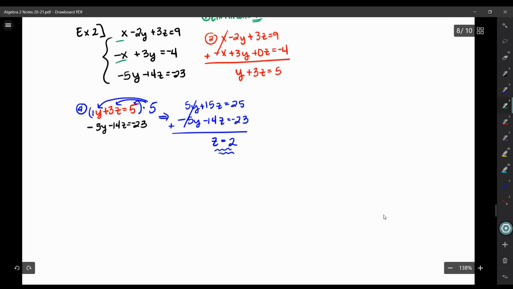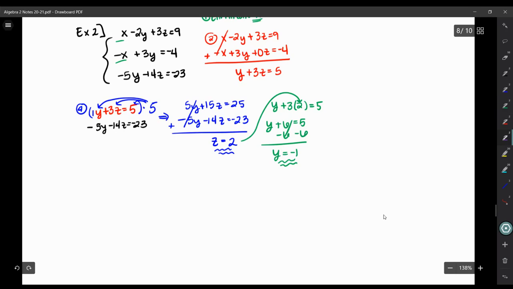Let's sub it back into one of these equations in step 4 to find our y value. So I'm going to use the red one. y plus 3z, but I know z is really a 2, equaling 5. So this z went here. y plus 6 equals 5, and if I subtract 6 from both sides, I end up with y equals negative 1. Almost there.